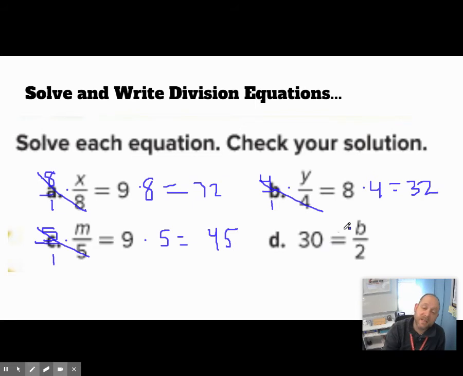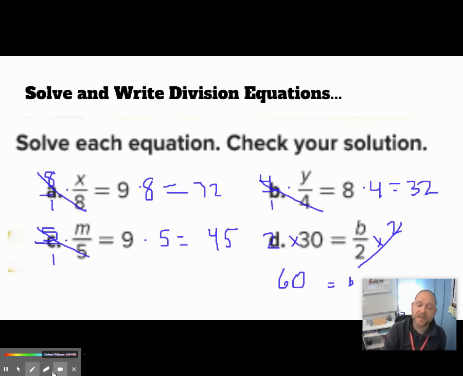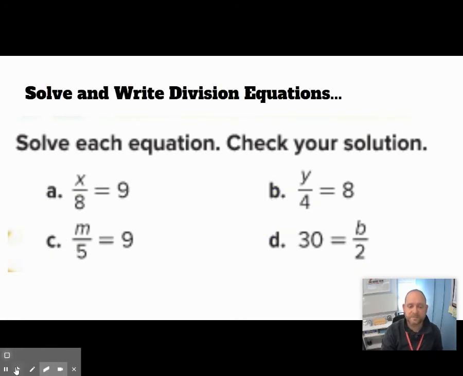And last but not least, now this one looks a little different, but we've just got b divided by 2. Doesn't matter what side this is on. We're just going to multiply by 2. Again, these will cancel each other out. So b equals 30 times 2, or 60. And there we go. It's as easy as that. That's all you need to be able to do for these today, guys and gals.